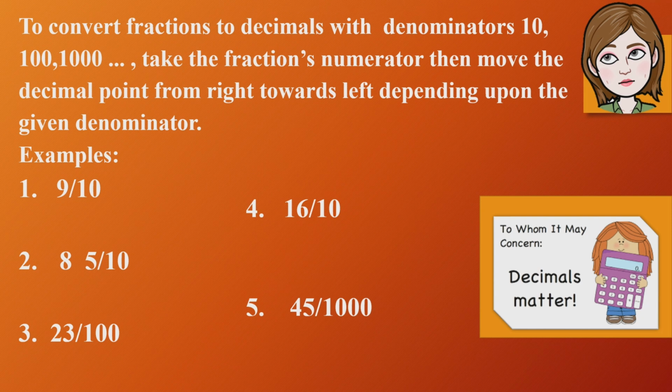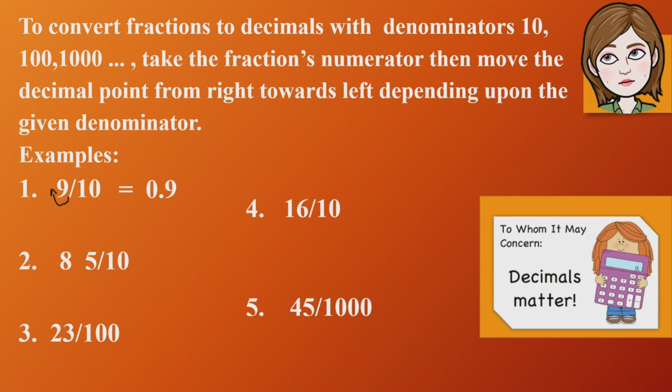For number 1, we have 9 over 10. So since the denominator is 10, we will just move one step towards left from here at the right side of 9. So move one place to the left. So your decimal point will be placed here at the left side of 9. So the answer is 0.9 or 9/10.